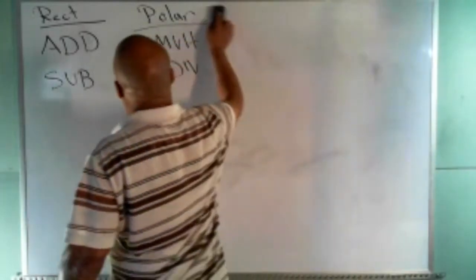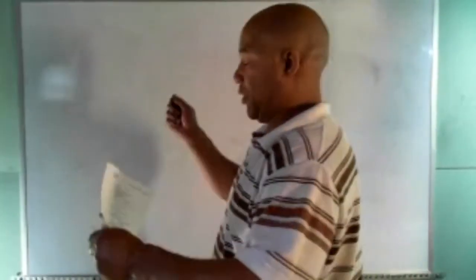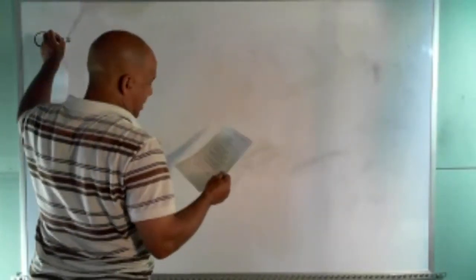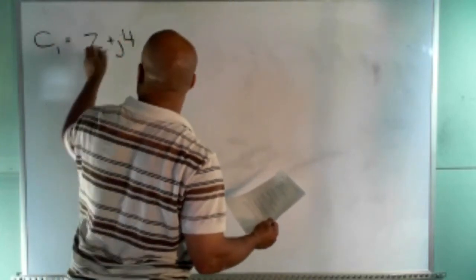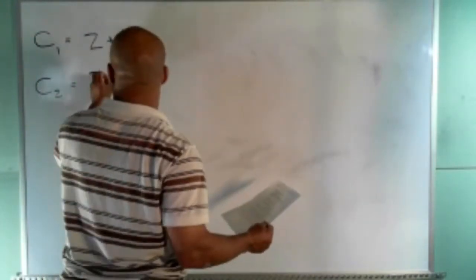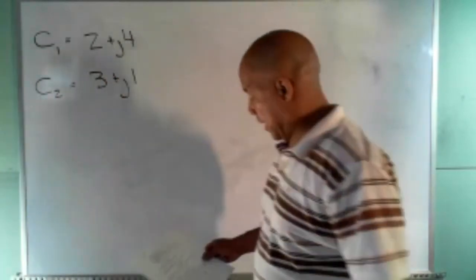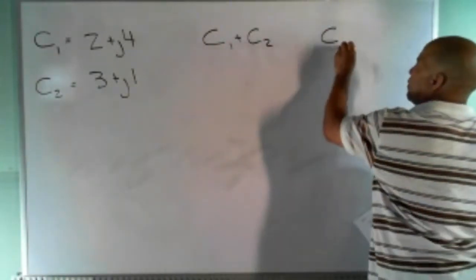So let's play around and do some conversions. If you have the sheet, I am on problem number 4. Number 4 gives you two complex numbers. Complex number 1 is 2 plus J4. Complex number 2 is 3 plus J1. They want you to find C1 plus C2, and C1 minus C2.